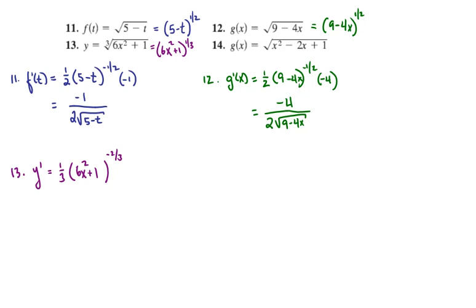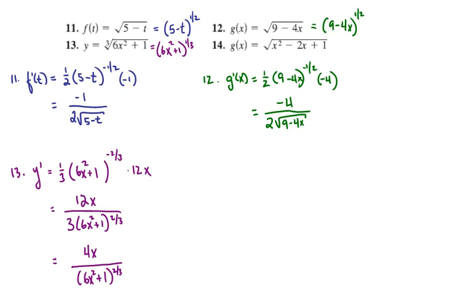So we'll have 12x in the numerator, divided by 3 times 6x squared plus 1 to the 2/3, and we can cancel the 12 and 3 to get 4. So we'd get 4x over the quantity 6x squared plus 1 to the 2/3 power.